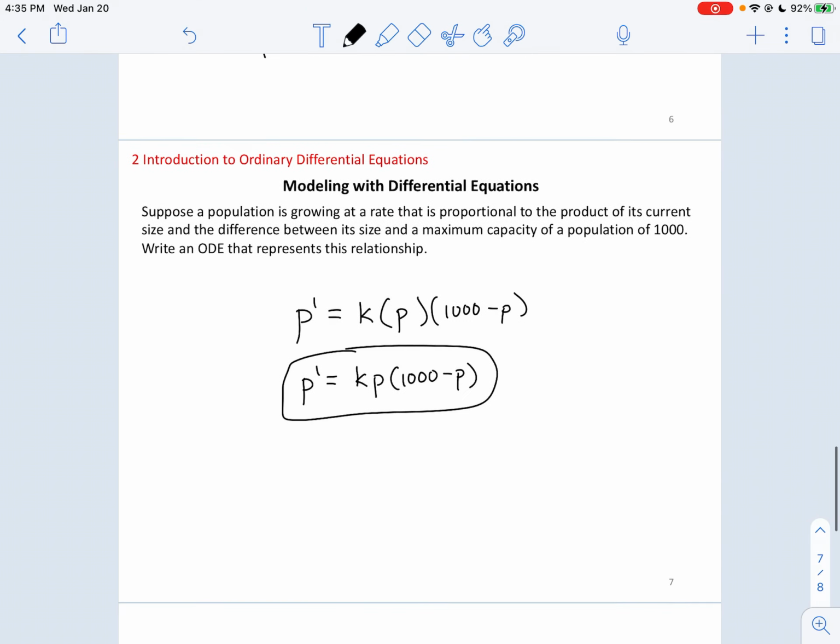Okay, that wraps up our introduction to ordinary differential equations and their solutions and how to do some modeling.